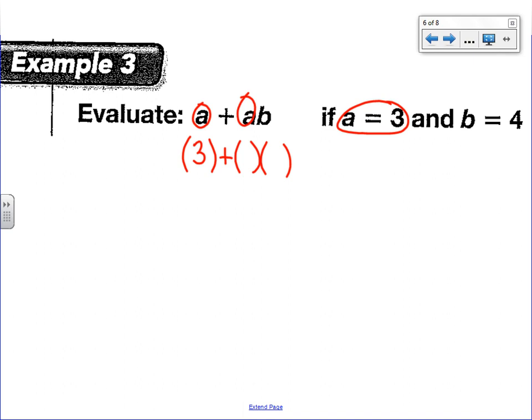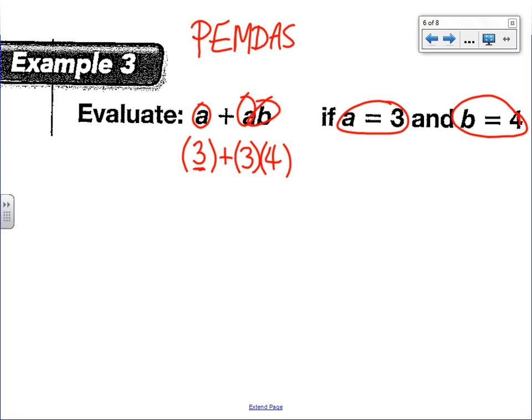My next one is also A. So I put 3 again. Then I have B. B equals 4. So I plug in 4. Okay? Now these parentheses tell me what I need to do. I know that our order is parentheses, exponents, multiplication and division, addition and subtraction. Well, I do have parentheses, but can I simplify 3 any further? No. Can I simplify this 3 any further? No. This 4? No. So I don't have anything to do inside of those parentheses.